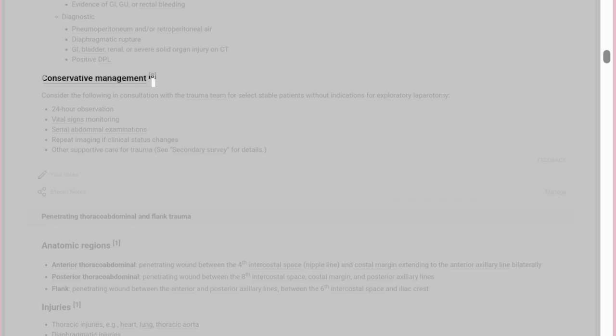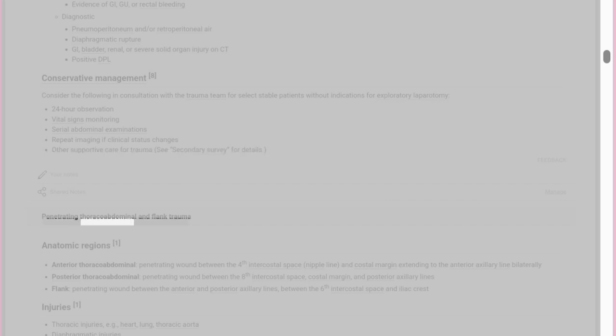Conservative management. Consider the following in consultation with the trauma team for select stable patients without indications for exploratory laparotomy: 24-hour observation, vital signs monitoring, serial abdominal examinations, repeat imaging if clinical status changes, and other supportive care for trauma. See secondary survey for details.